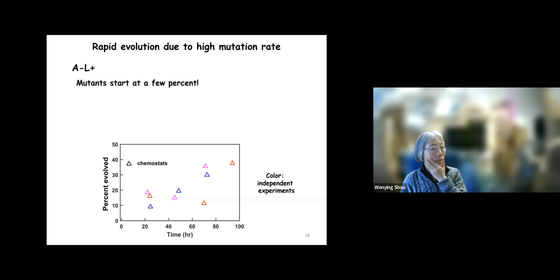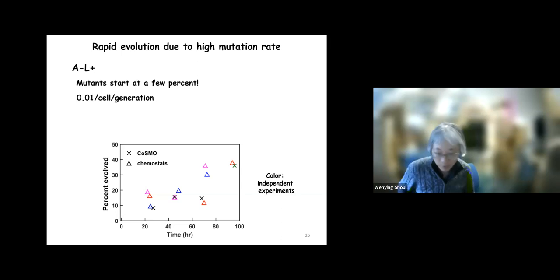These are independent chemostat runs, showing percent evolved as a function of time. It's not hugely changing, but at the beginning it's already really abundant. And for Cosmo, it's more or less similar. So we reasoned that because Cosmo looked very similar to the chemostats, the properties that we measure in chemostats should be able to be used in Cosmo. And so in order to have this kind of abundance, we back calculate again. That's the power of back of the envelope calculation, right?